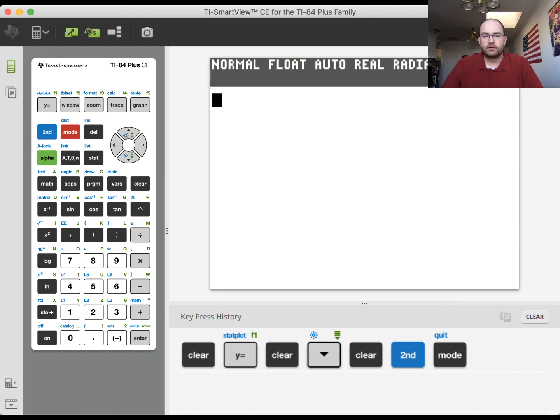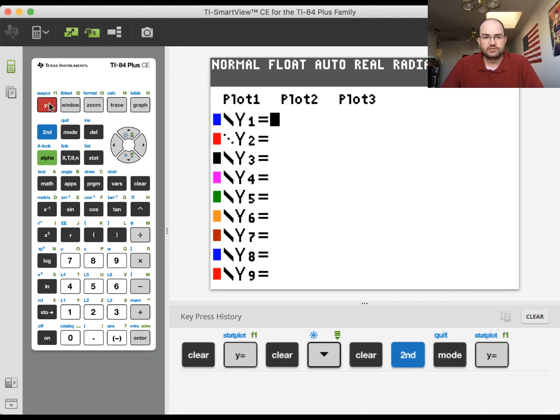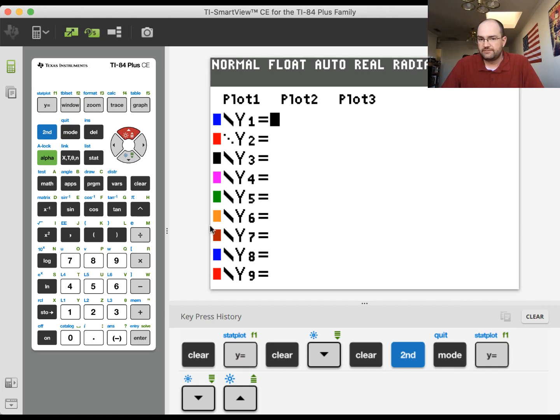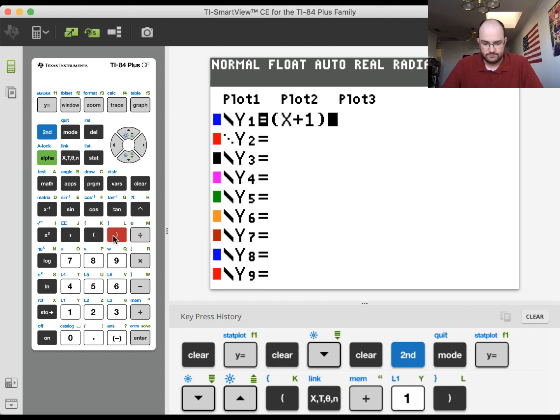Okay, so here we are at the calculator. Let's go ahead and go into y equals, on y1. We're going to type in all of these definitions. So the first thing we're going to do is open a parentheses and type in the definition that we had, which is x plus 1, and close parentheses. Open a new parentheses and type in that domain that we saw there, which is x is less than 1.